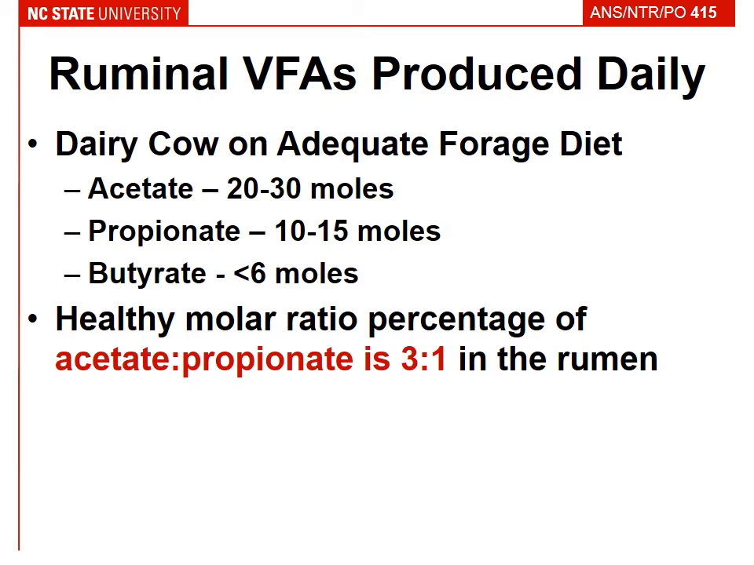We usually want a nice molar ratio of acetate to propionate of 3 to 1 in the rumen. So if you take a cannulated cow and you open up the cannula and you take a sample and analyze the volatile fatty acids, we want a 3 to 1 ratio of acetate to propionate. That's going to make a healthy rumen.